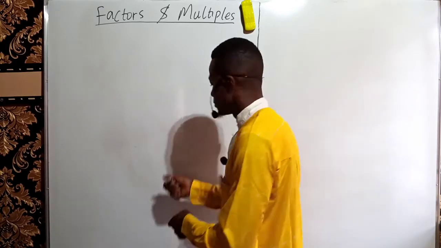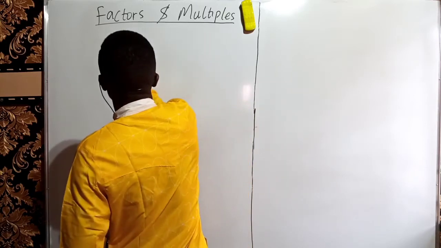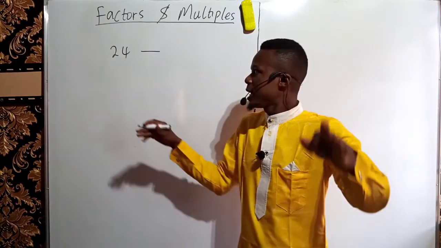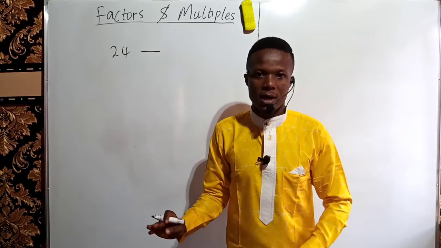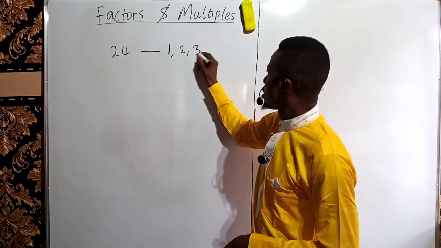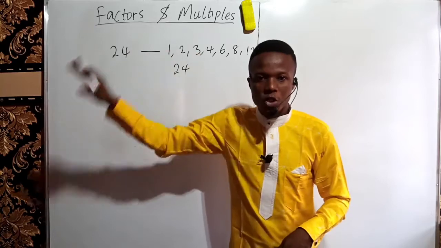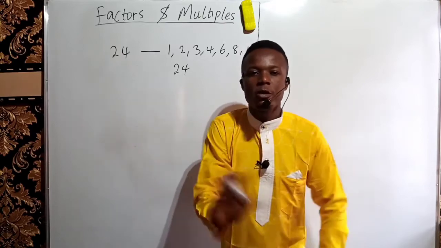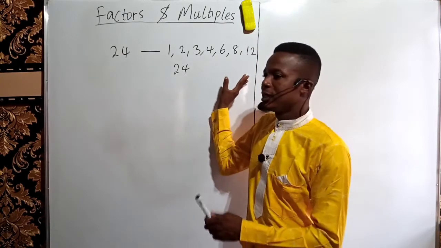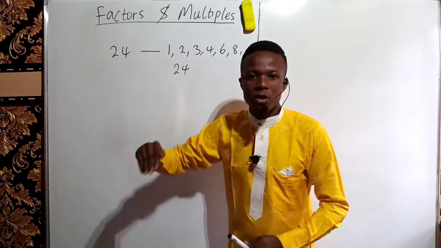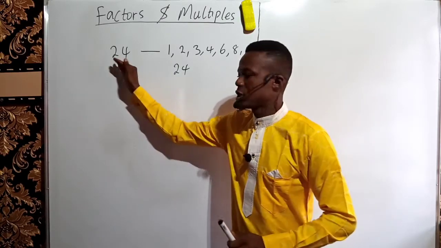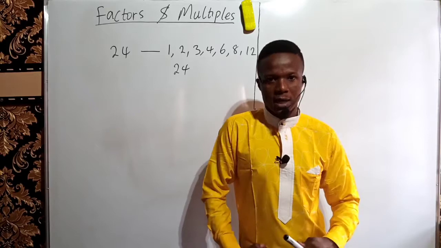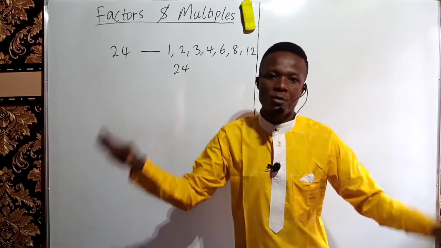Take for instance, you have a number 24. There are so many numbers that can divide this 24 without a remainder. Such numbers are listed here. All these numbers that I've listed out can easily divide 24, leaving no remainder. So these numbers that are able to divide 24 without a remainder are called the factors of 24. So the factors of a given number are the numbers that can divide it without a remainder.